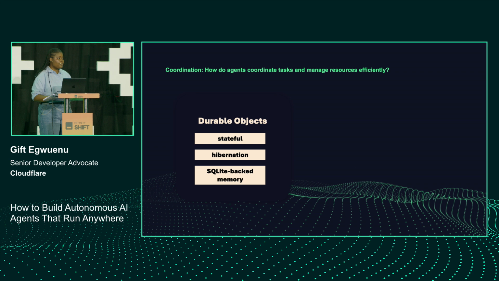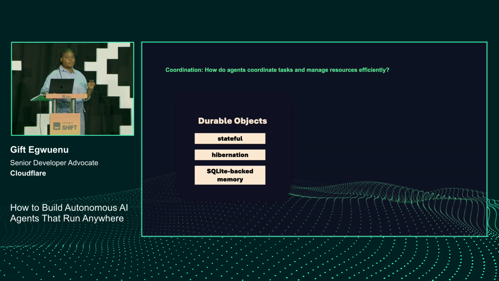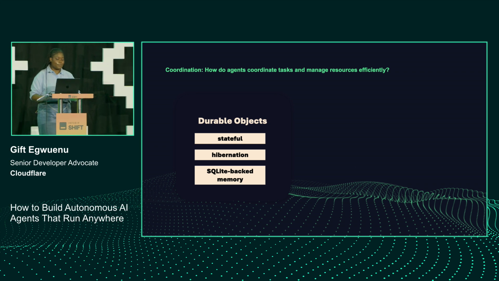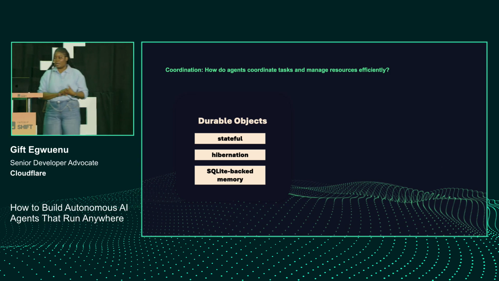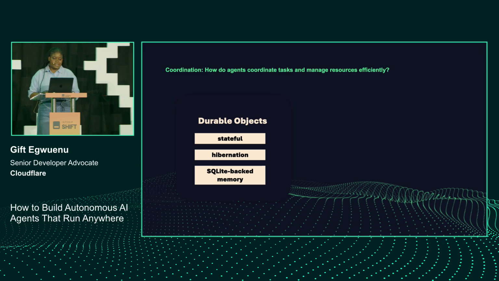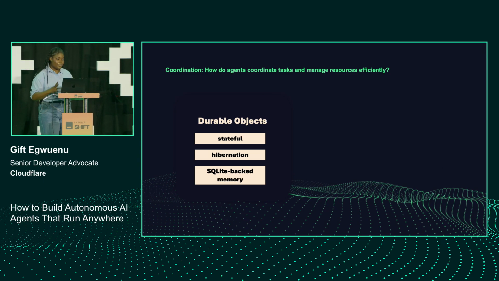So that's how we solve for memory, right? This would make more sense when I show you a demo, but with Durable Objects, you have state persisted within your agent. Finally, coordination. This is the last part of the challenge that I want to share, and how you can actually solve it.